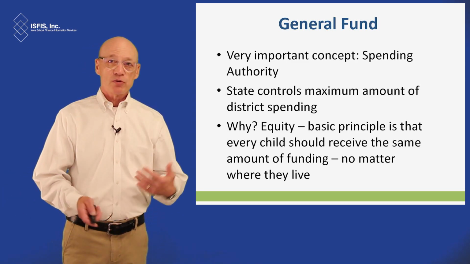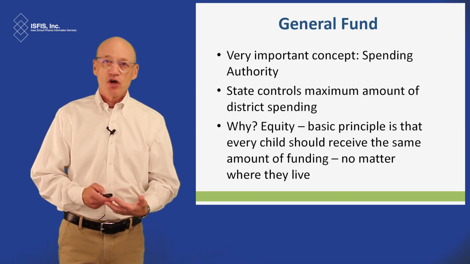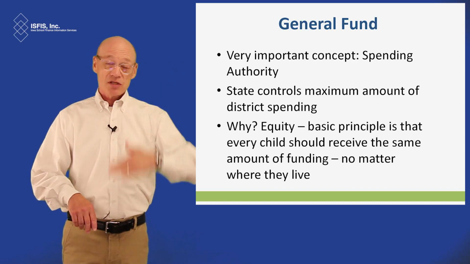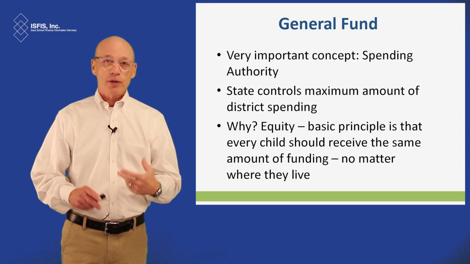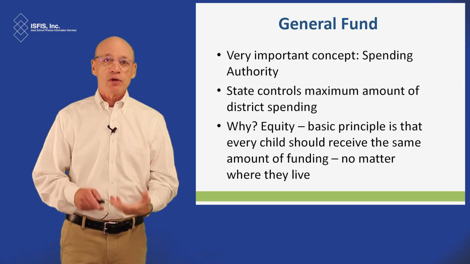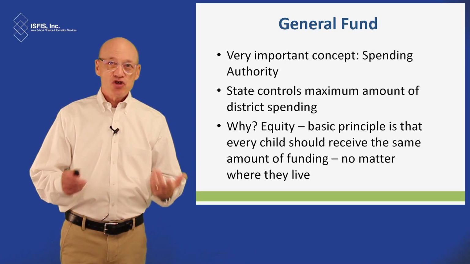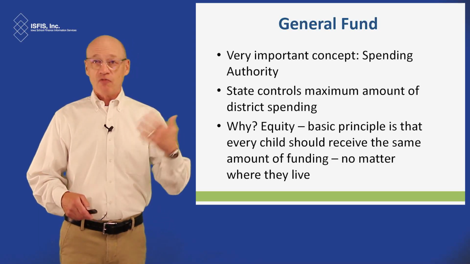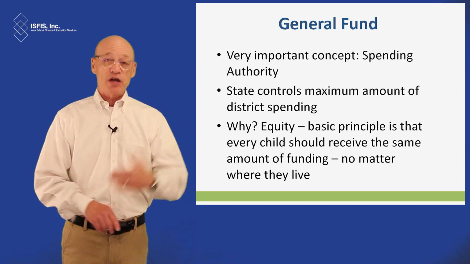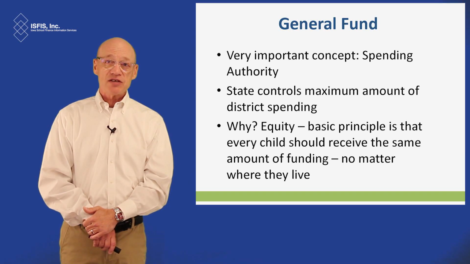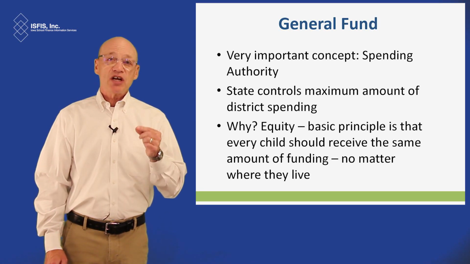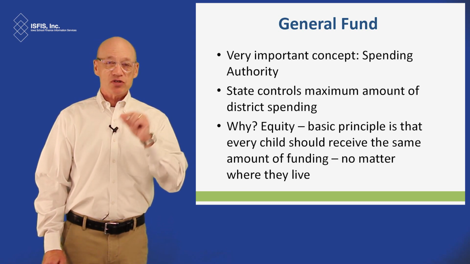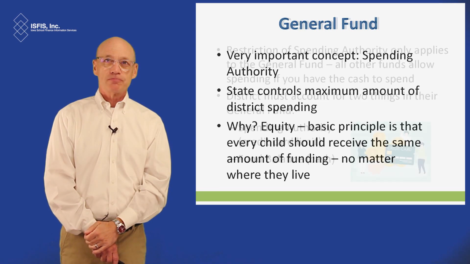Before the finance formula was put into place in the early 1970s, school district spending was all over the board. Some districts spent a lot on a per-student basis. Some districts didn't spend very much. One of the purposes of the formula was to equalize educational opportunity. And to do that, they had to have a way to enforce the concept of equity so that some school districts just didn't go out and raise and spend a whole bunch on a per-student basis. So this concept of spending authority helps enforce this concept of equity by ensuring that every school district spends about the same amount per student.